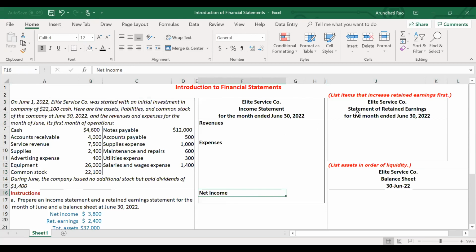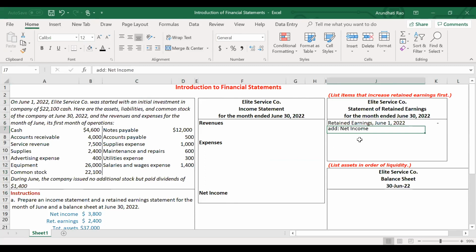Statement of retained earnings, always the same format. What did I start the period with? Retained earnings beginning balance, in this case, it's June 1st, 2022. Now, in this case, it's easy. This number is 0 because I have nothing retained from the prior period simply because there was no prior period. I started my business on June 1st. I will add net income. The net income from the income statement is going to come here.